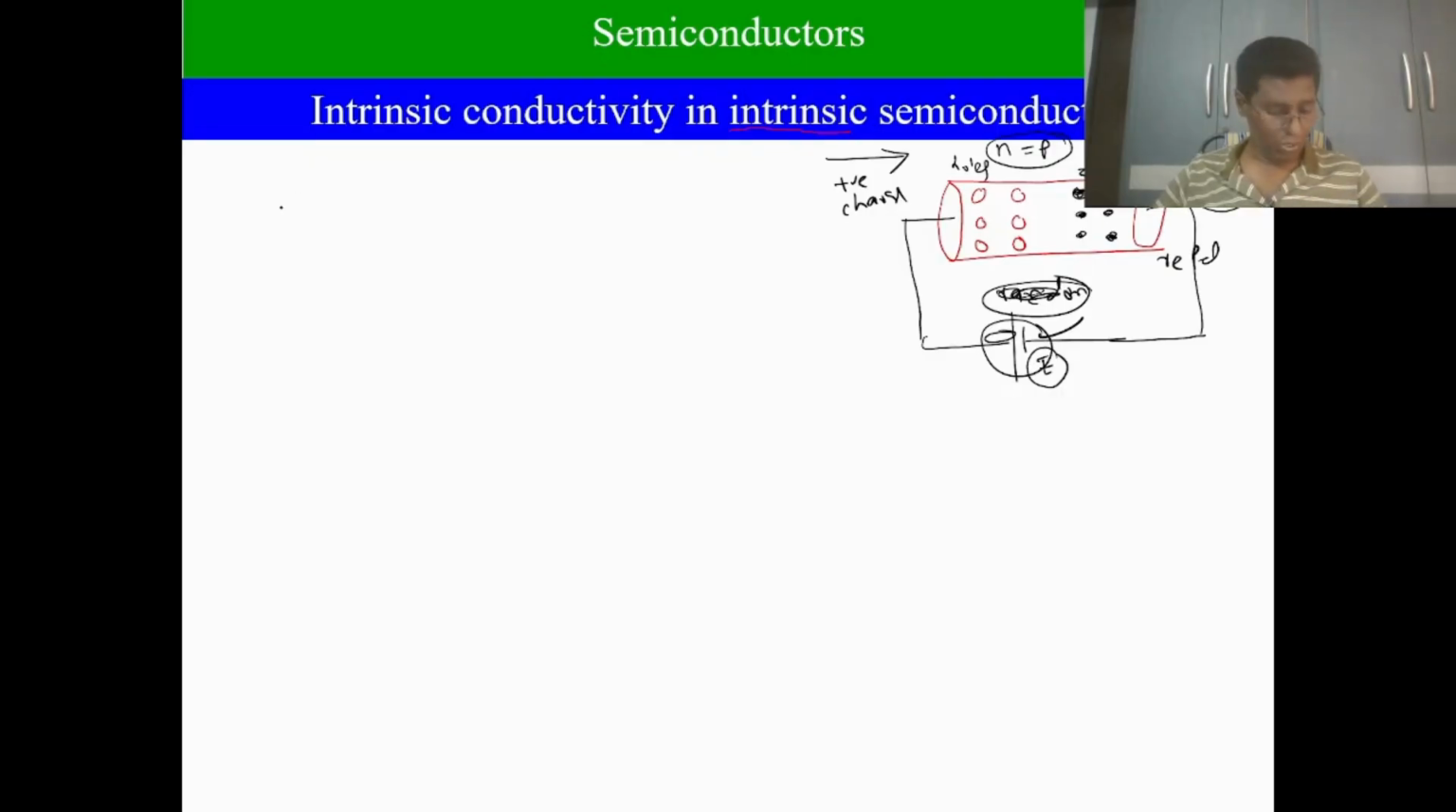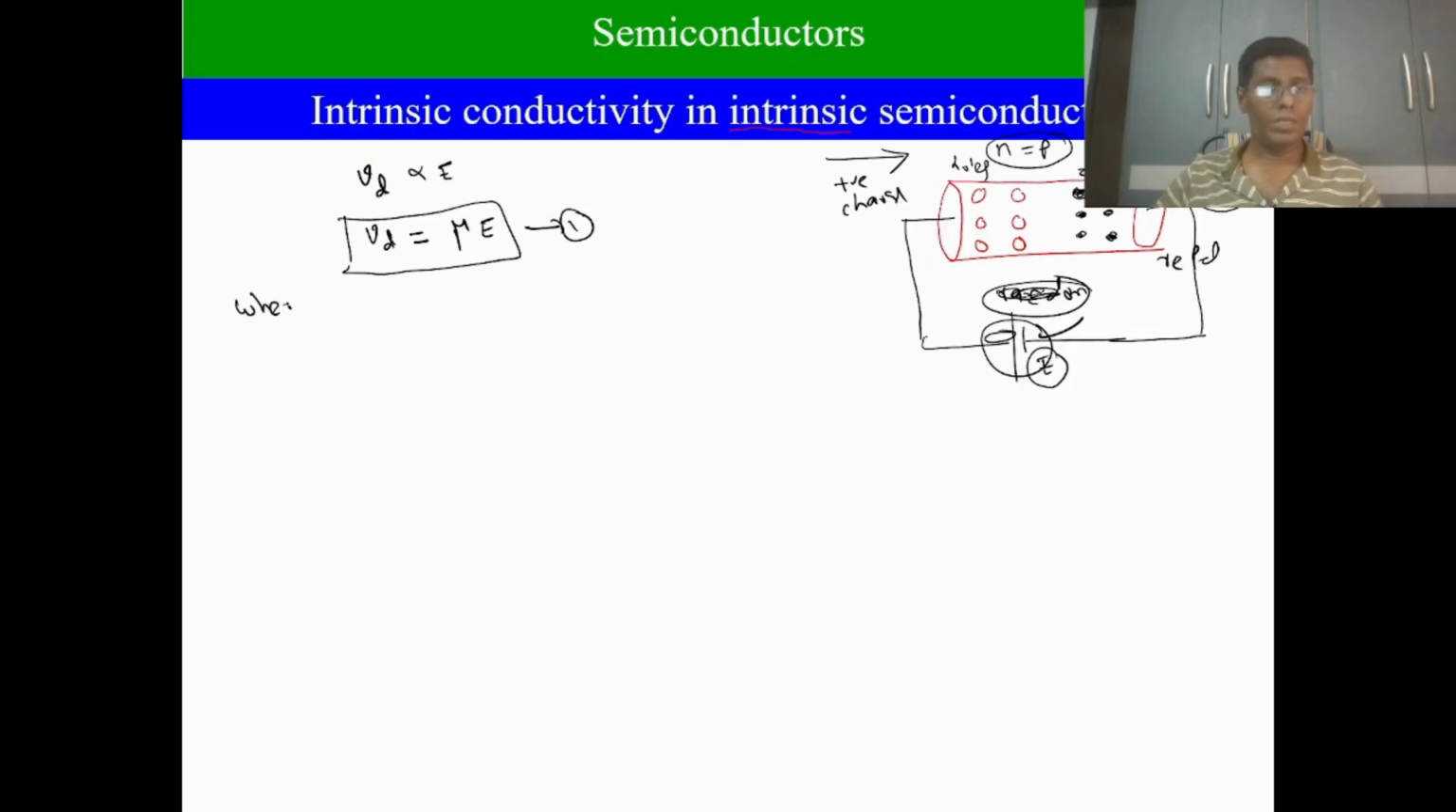Due to the drift of electrons and holes, the drift velocity of the charge carrier is directly proportional to the applied electric field. I am writing here: Vd, the drift velocity of the charge carrier, is proportional to the applied electric field. Now in the above relation, we replace the proportionality with a constant, so Vd is equal to mu into E. This is equation number 1.